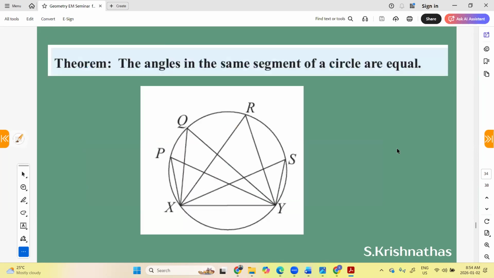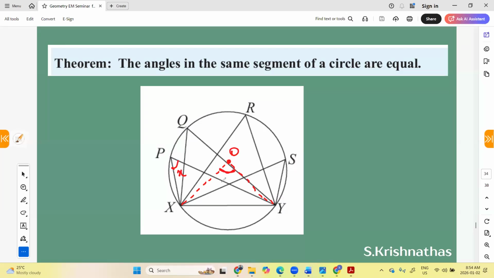Major segment, minor segment. Okay. So next theorem, students: the angles in the same segment of the circle are equal. What is it? The angles in the same segment of the circle are equal. Right. Here, for the construction, take this point as O, the center.